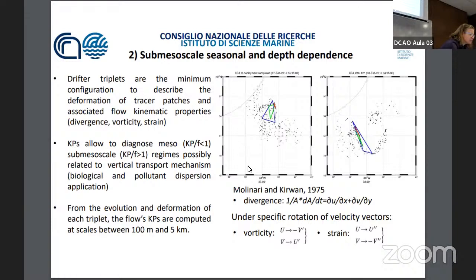So generally, we also normalize these properties by the local Coriolis parameter, and this gives us an idea of the presence of geostrophic or ageostrophic regime, and of mesoscale and submesoscale features. Yes, this technique is based on a paper initially published by Molinari and Kirwan in '75. And we've been developing this technique more and more to characterize the submesoscales.